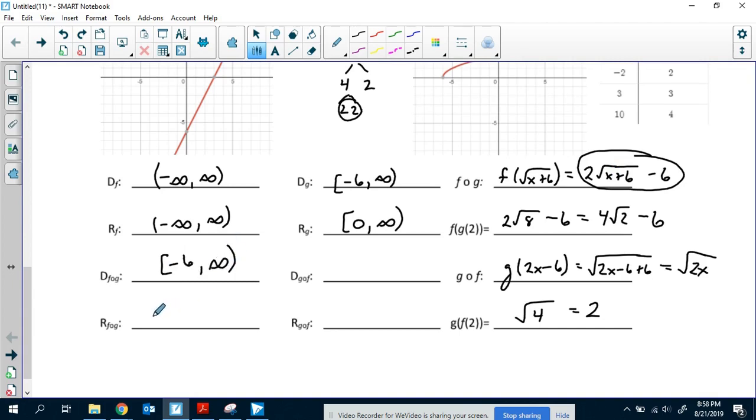The range are all of the values that could come out. If I take a look at this function, the smallest this can be is 0. -6 means that my range starts at -6. And then I can go all the way up to infinity because this is not bounded as I plug in larger and larger numbers for x. For g of f, my domain is from 0 to infinity because I cannot substitute in anything smaller than 0. And my range are the values that come out. It is also 0 to infinity.